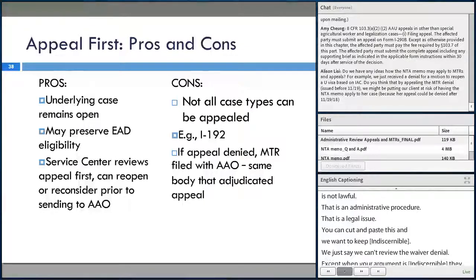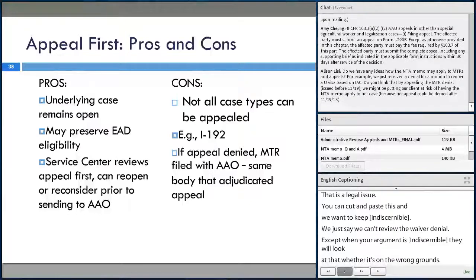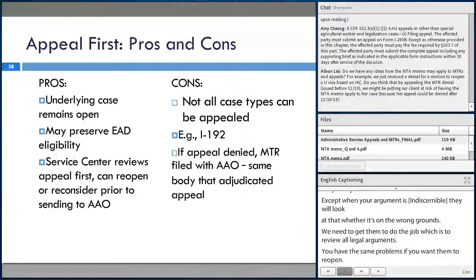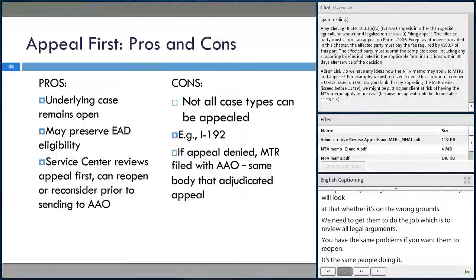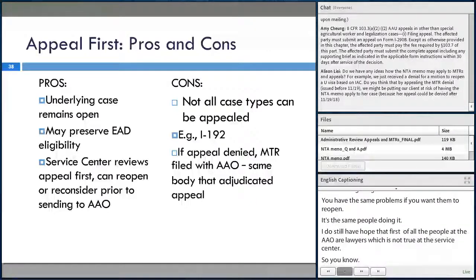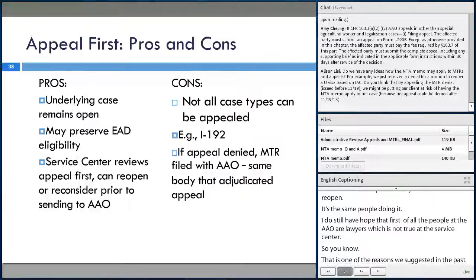Again, you have the same problem if you lose at the AAO and then you want them to reopen. It's the same people doing it. But I do still have hope that, first of all, the people at the AAO are all lawyers, which is definitely not true at the Vermont Service Center. That's one of the reasons we have suggested in the past that doing a lot of legal briefs to them is kind of pointless because they'll just go right over their head. But I think now it's that create the record thing, and then you can also do an argument that's accessible to people who aren't lawyers. The same adjudicator is unlikely to review what they do. I think it's still more likely at the AAO.